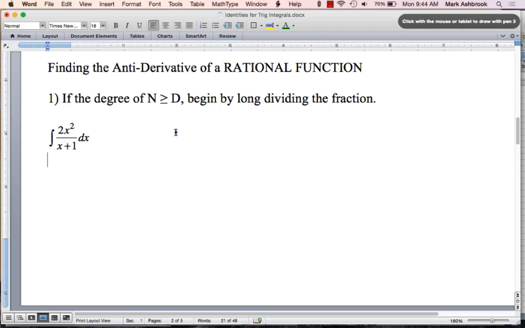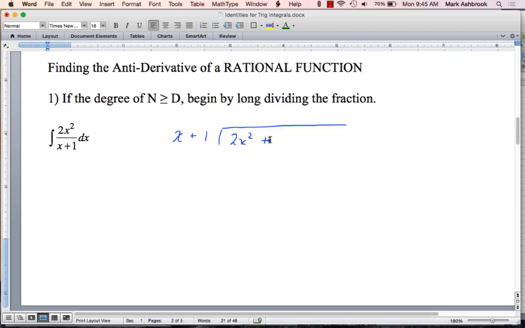It's just like long dividing numbers, pretty close, so I use all the same techniques. We're going to have 2x squared, and then we want spots for all the different powers. So 2x squared is the same as 2x squared plus 0x plus 0. And we'd also want to do that on the x plus 1 term. If it was x squared plus 1, we would write x squared plus 0x plus 1. So we want to show every single power of x in both numerator and denominator.